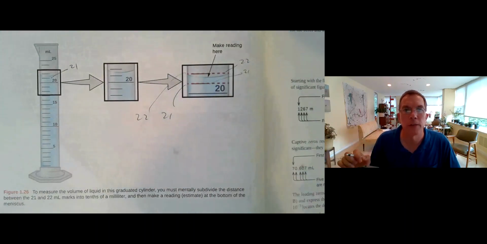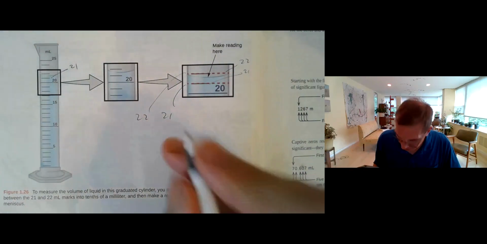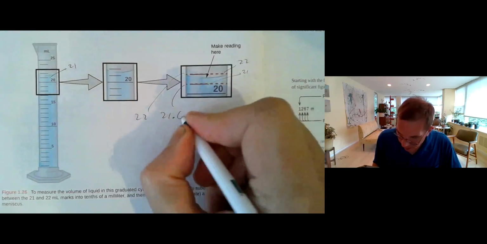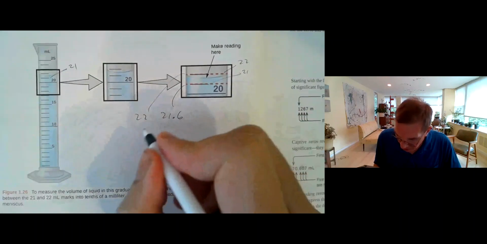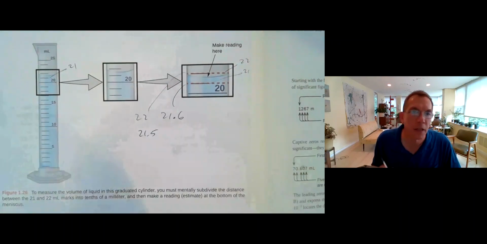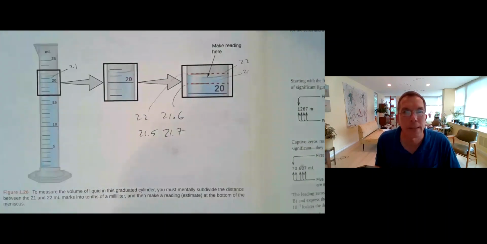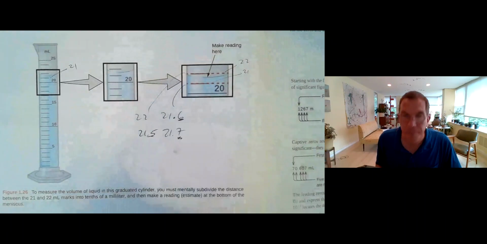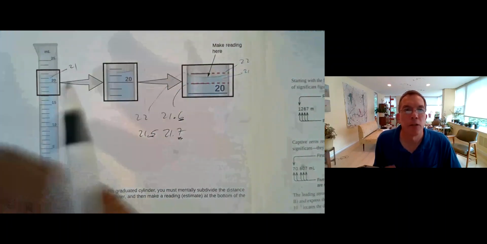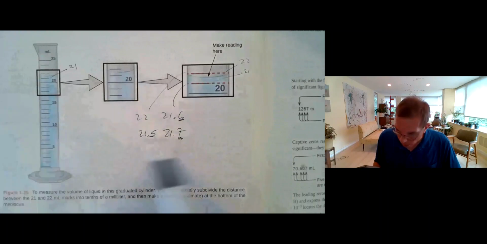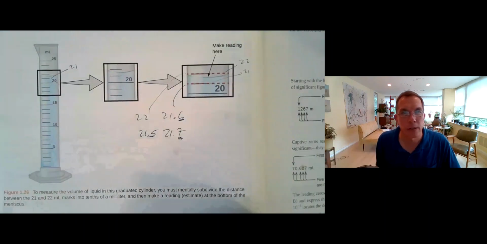So those two numbers, I know really well. The next number, the decimal place, I'm going to guess at. And they suggest that a guess is 21.6. Now, somebody sitting next to me could say, I don't know, I'm going to say it's 21.5. Somebody else could say, well, I don't know, I read it as 21.7. Notice there is some uncertainty in that number. That's all uncertainty is about, is where do we begin to lose confidence? We were confident that it was more than 21 and less than 22, but now we're not so sure if it's 6 or 5 or 7.